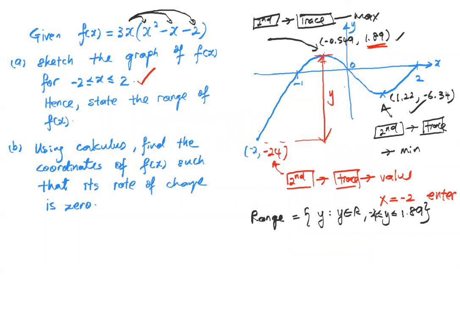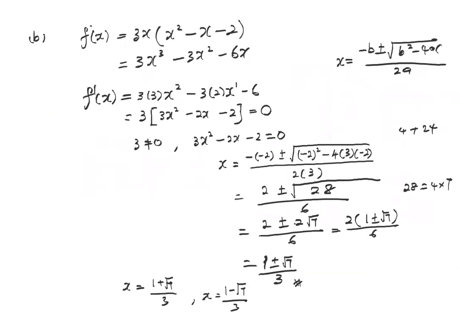Root 7 is about 2 point something. How do you know root 7 is 2 point something? Can anyone tell me? 2 squared is 4, correct? 3 squared is 9, correct? 7 is between 4 and 9. So that's why root 7 is 2 point something.